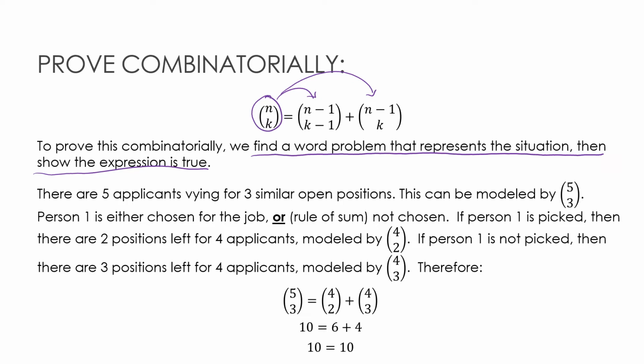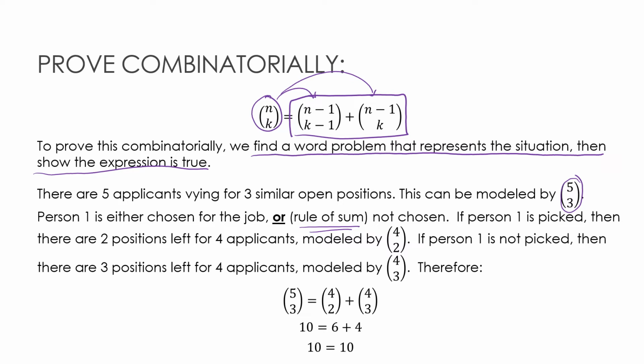So for instance, here's one example. Let's say there are 5 applicants vying for 3 similar positions. So notice, instead of choosing n and k, I've chosen to use 5 and 3. So 5 choose 3. Now, I know that I can mathematically find 5 choose 3, but that's not what I'm concerned about. My concern is, how do I make this part of the expression make sense in terms of having 5 applicants vying for 3 similar open positions? So I can say person 1 is either chosen for the job, or, rule of sum, because it's or, not chosen.